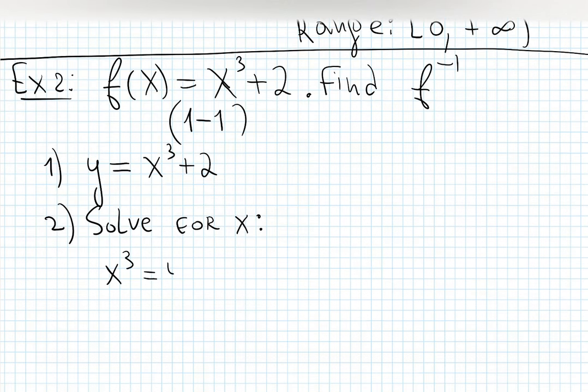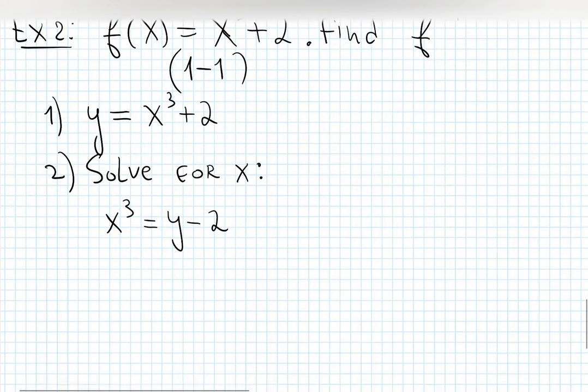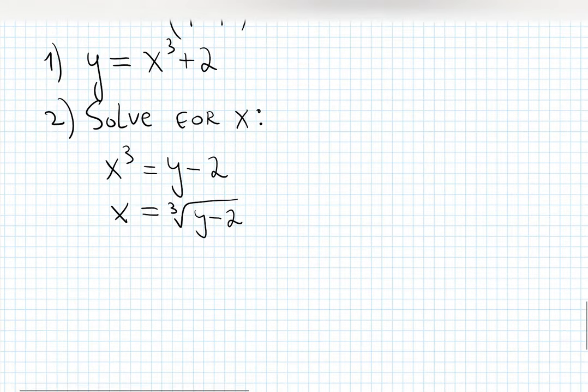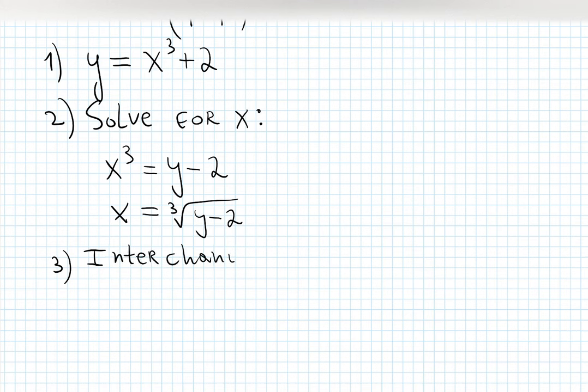Okay, let's do it. x cubed equals y minus 2. x equals a cube root of y minus 2. And then the last step, we usually ask you to rewrite. Step 3. Interchange or rename x and y to have a nice answer.